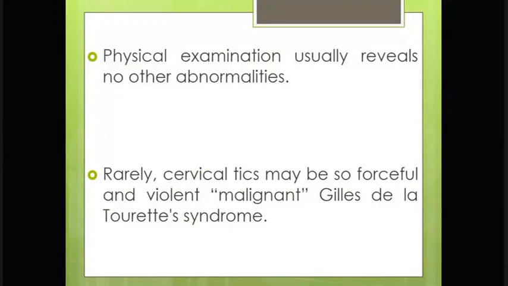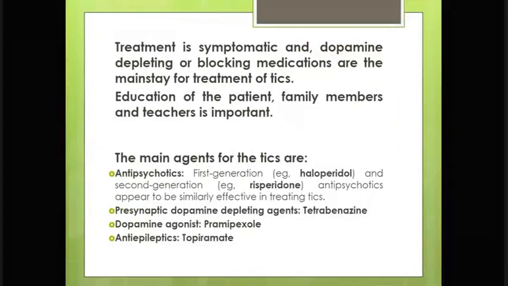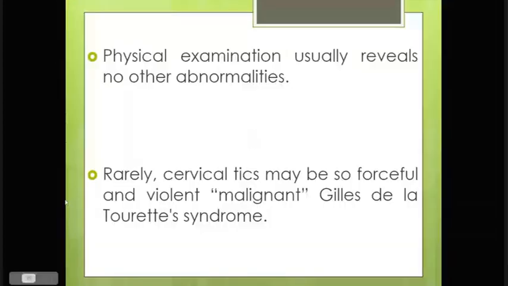Physical examination usually reveals no other abnormality in patients with Gilles de la Tourette syndrome. So it's diagnosed on a combination of more than one tic. Rarely, cervical tic may be so forceful and violent as to be malignant Tourette syndrome. The violent tic is usually in the cervical area, with sudden abrupt contraction of the neck, inflection, and mostly extension, causing whiplash, fracture, and can lead to death.